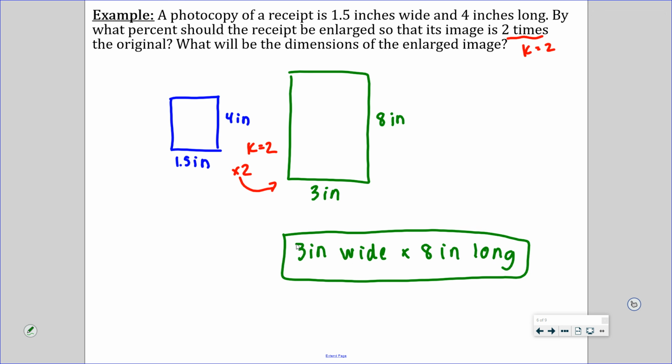Here's a good question. I'm curious if you guys think you know this. What percent would we be enlarging it? I know I'm timesing my scale factor by 2. Anyone have a guess at what percent that would be? Alejandro, guess? 100%. 100%. Okay, other guesses?